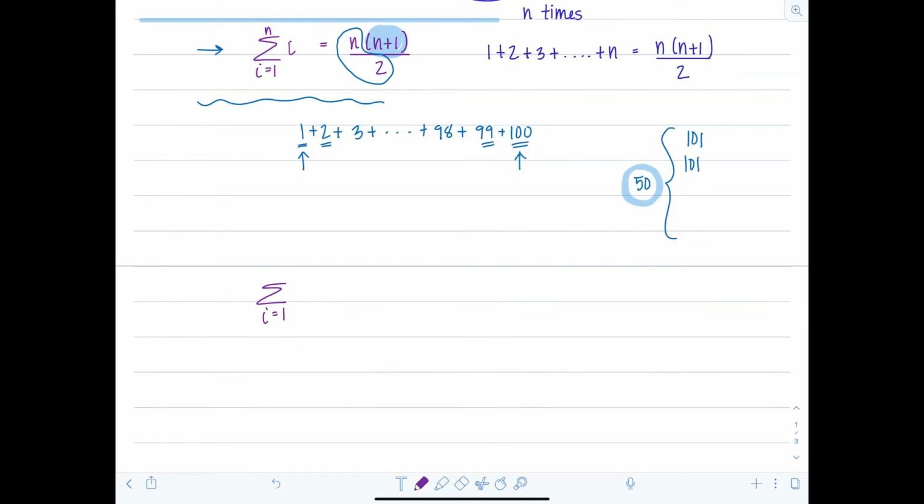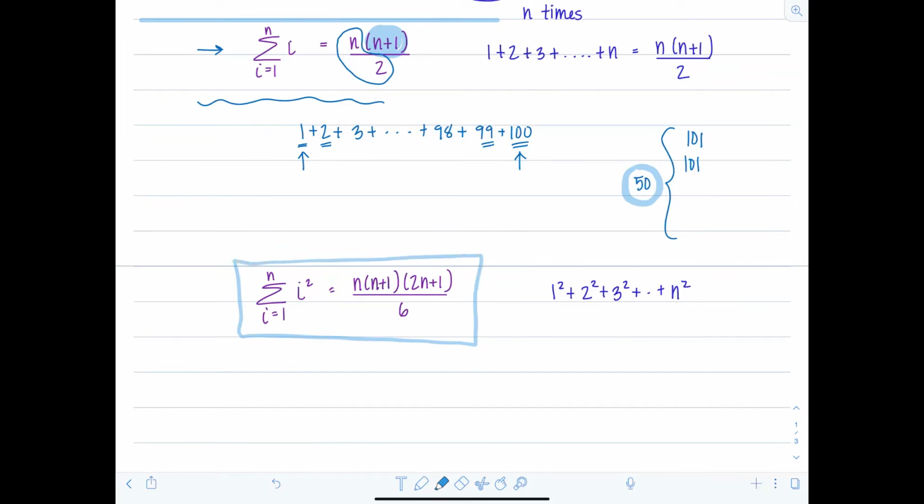The sum from i equals 1 to n of i squared is equal to n times (n plus 1) times (2n plus 1) divided by 6. So in expanded form, this would be 1 squared plus 2 squared plus 3 squared all the way up to n squared. All right, and instead of sitting there and computing that sum, you can use the summation formula. I don't have a cool story for you, sorry.